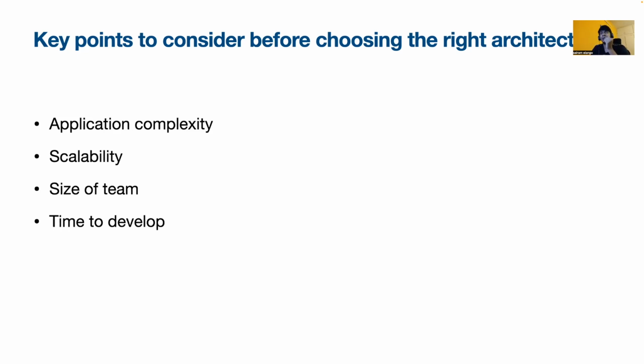And finally, the time to develop. Monolithic architecture is easy to develop and deploy initially, and comparatively, microservice architecture takes a little more time to design the deployment pipelines and then to get the process ready. So based on these 4 points, you could choose which architecture suits your software application better.